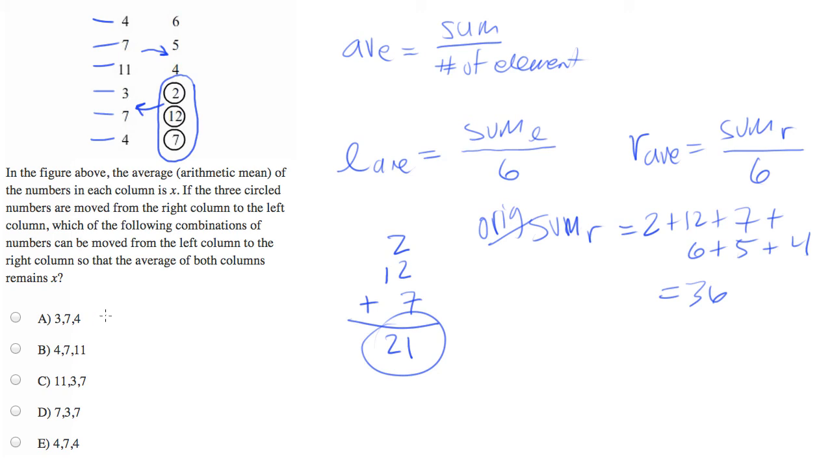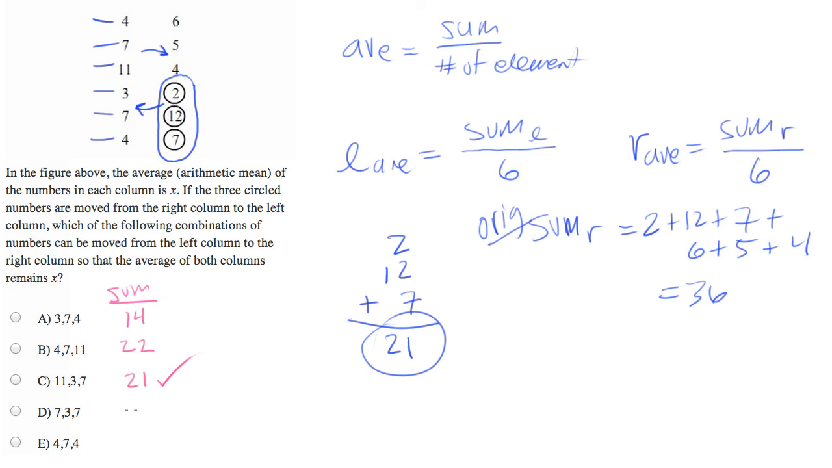So if I take the sum of 3, 7, and 4, that will be 14. And if I do the sum of 4, 7, and 11, that's 22. Close. 11, 3, and 7 is 21. Bingo. That's going to be our answer.